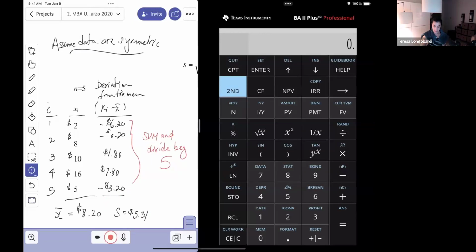Anyways, if I was going to add these up, it's 6.2 with a negative, plus 0.2 negative, plus 1.8, plus 7.8, minus 3.2. What do I get? 0. You get 0. Is that a coincidence that I get 0? Then I divide by 5. 0 divided by 5 is? I'm going to put it in red.